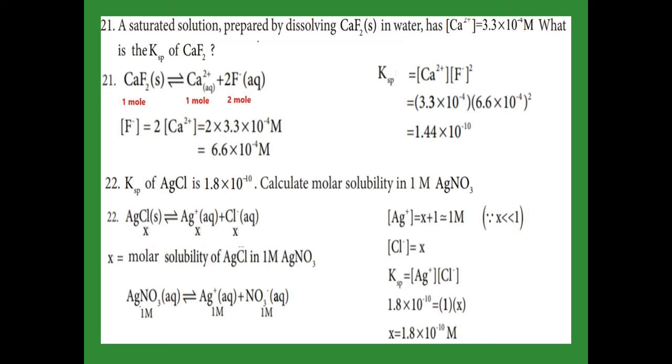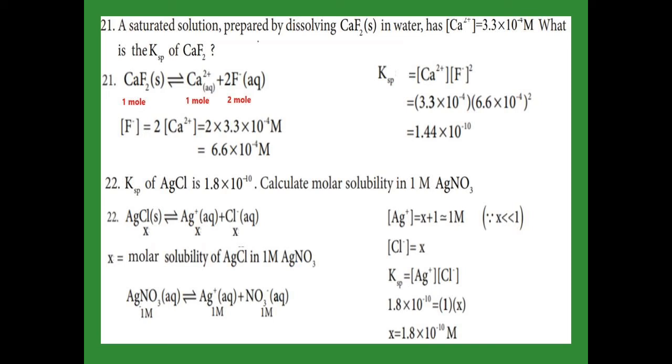Afterward, the solubility product for calcium fluoride is the concentration of Ca2+ into the concentration of F minus to the power of 2, because how many moles of fluorine are present? 2 moles are present, so we have to put 2 in the power. Then putting in the concentration of Ca2+ and the concentration of F minus, we get the value for the solubility product as 1.44 into 10 power minus 10.